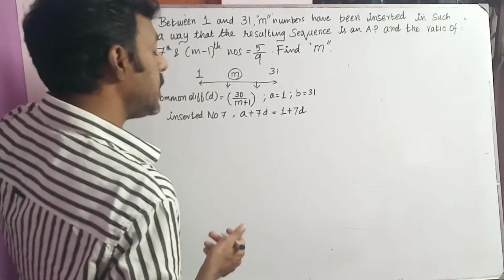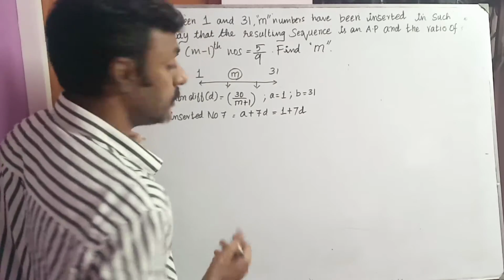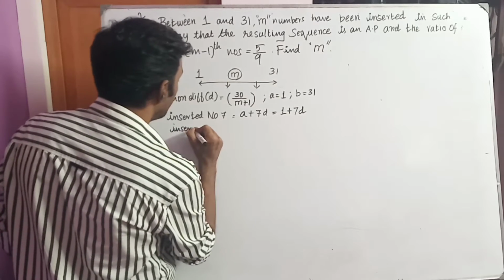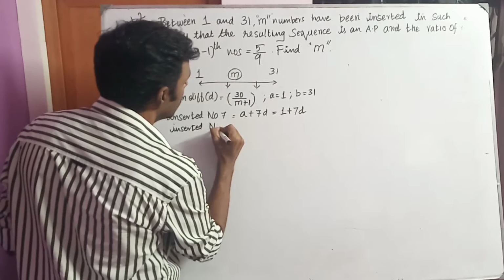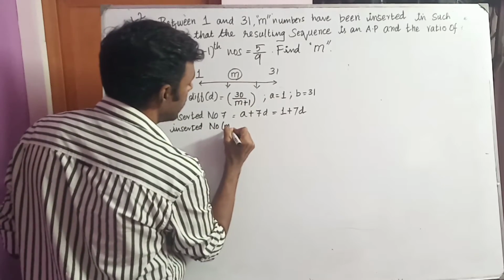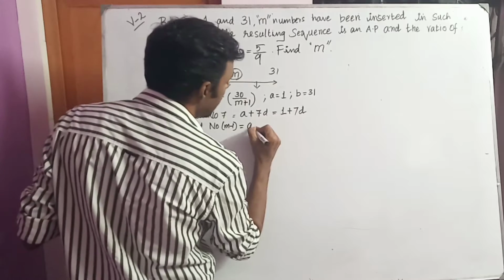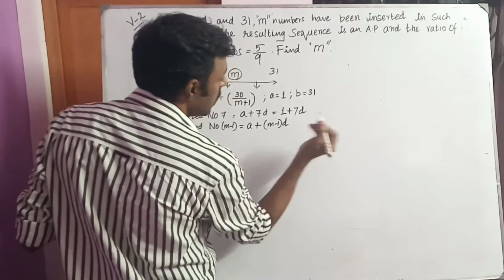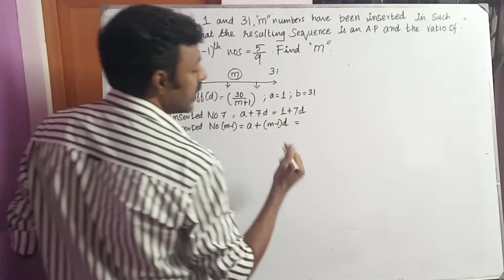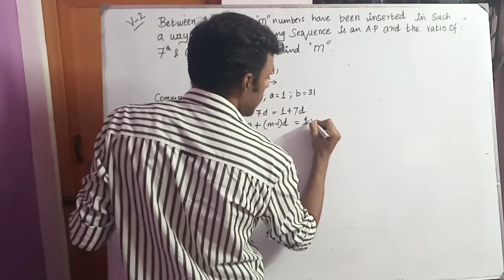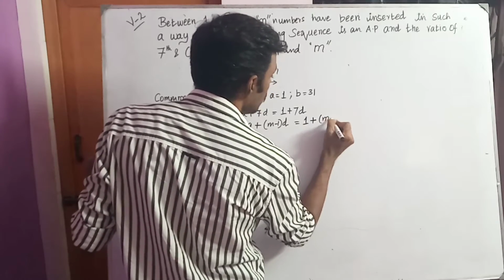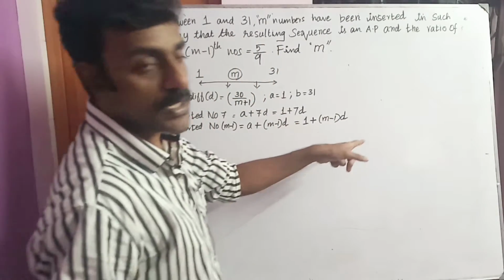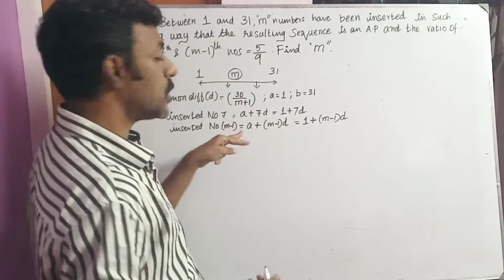Now what will be the inserted number for the m minus 1 term? We need to find the expression. So the inserted number m minus 1 is equal to a plus, instead of 7 I substitute m minus 1, into d. The value of a is 1, so it is 1 plus m minus 1 into d. So I got two equations, one for the 7th term and another one for the m minus 1th term.